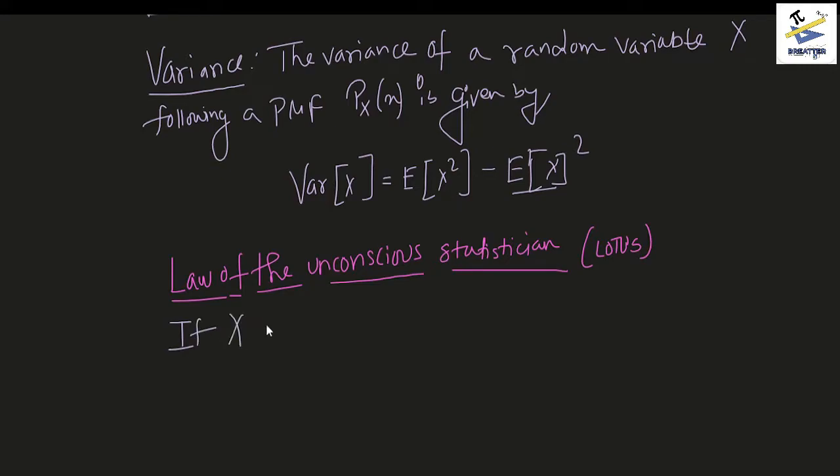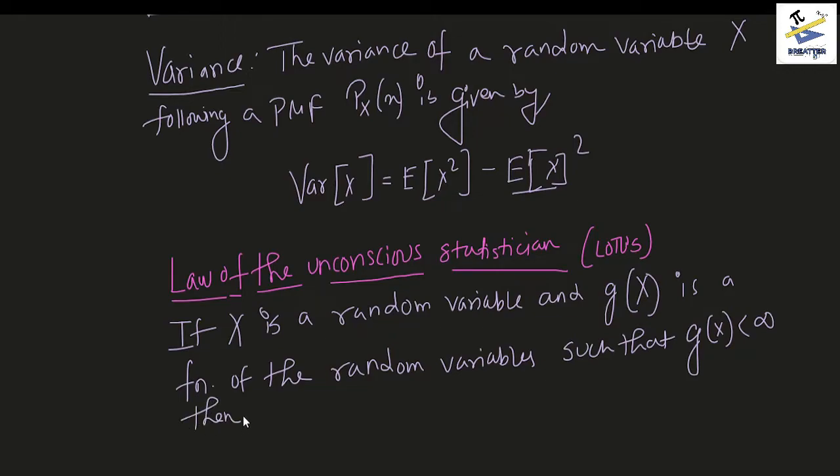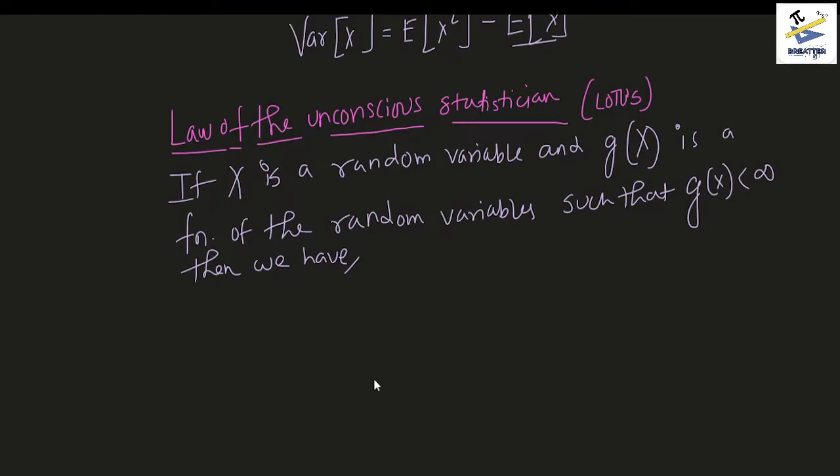if X is a random variable and g(X) is a function of the random variable such that E|g(X)| is less than infinity, of course, then we have the expectation of this function with regard to X can be found out like this.